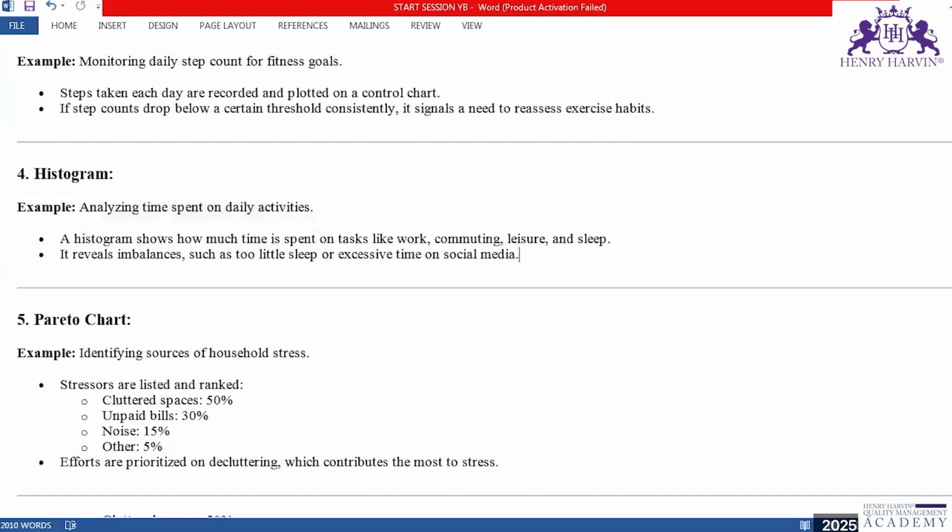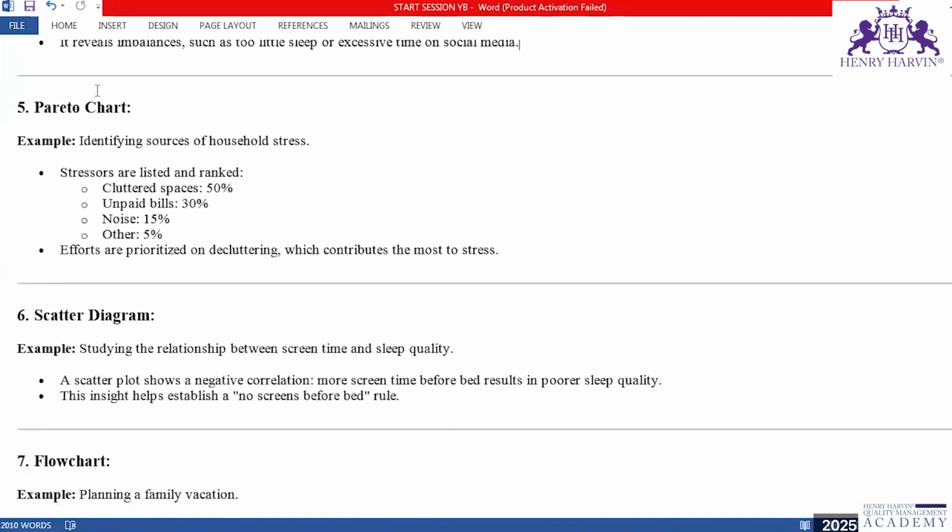Once you want to prioritize the problem, you can use the Pareto chart. Maybe the problem is identifying sources of household stress. What are the different sources of household stress? You found that cluttered spaces account for 50% of the stress, unpaid bills 30%, noise 15%, and others 5%. So basically, you're dividing the stress into four parts with different percentages.